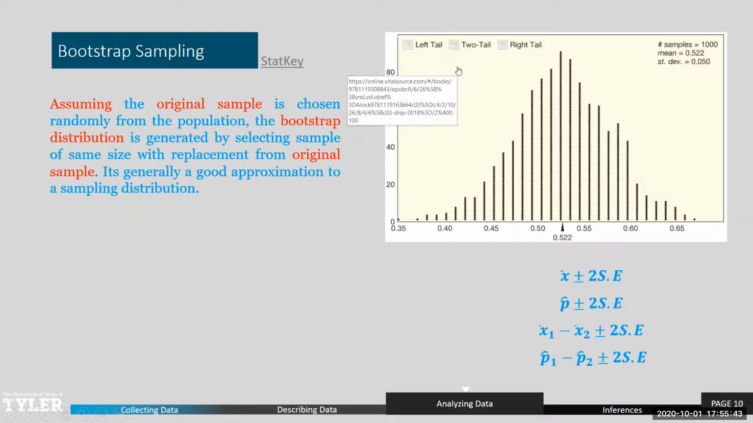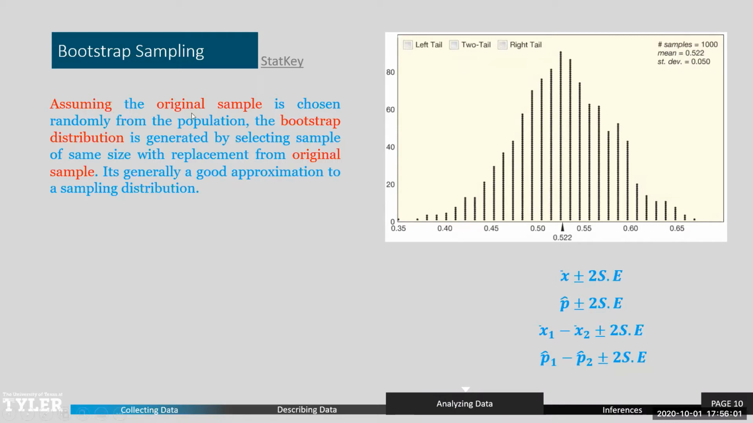Hey everyone, we have already discussed bootstrap sampling, and here is a quick short video about how you can draw some bootstrap samples using StatKey. A quick review of the definition first.